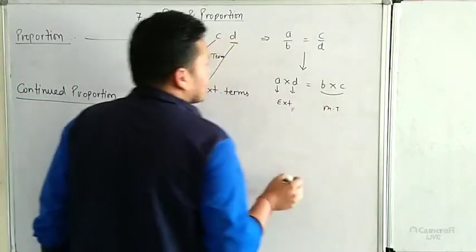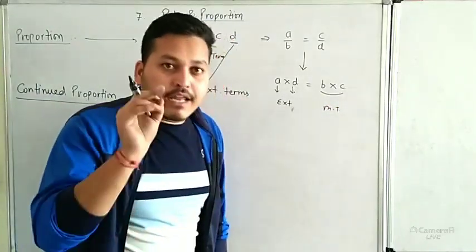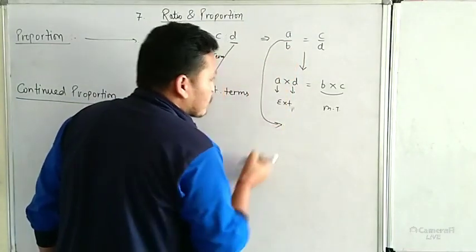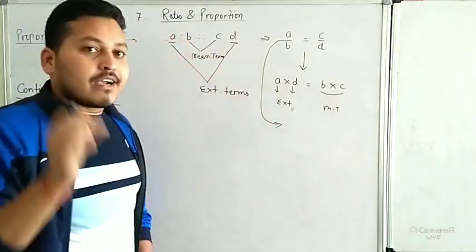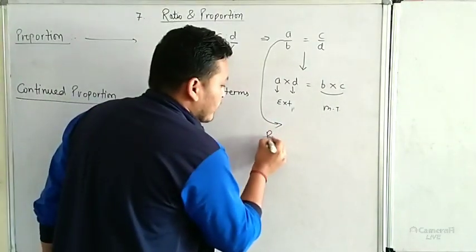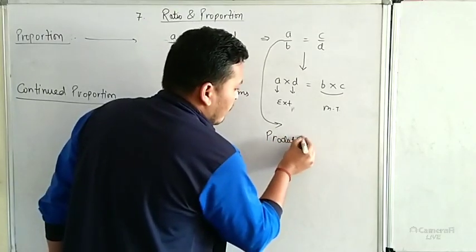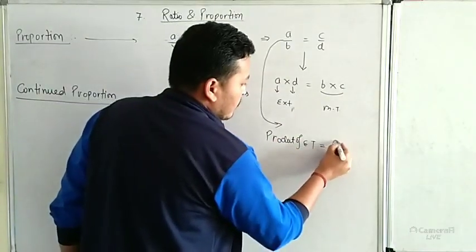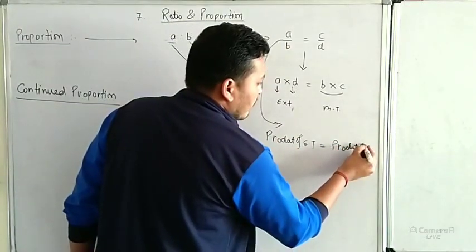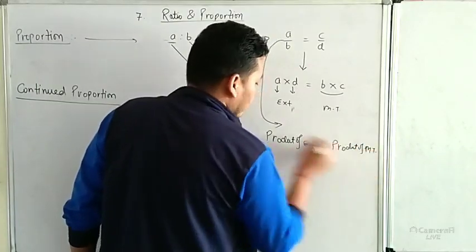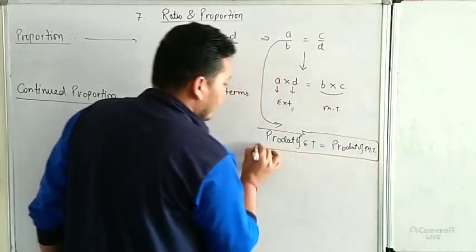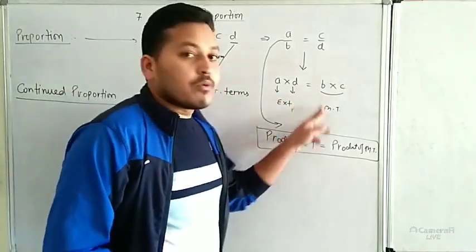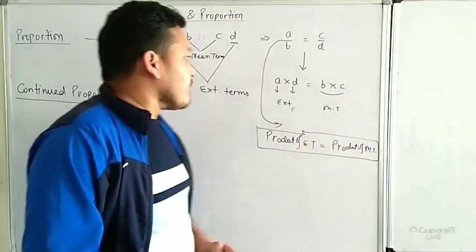It means that if the two ratios are in the form of a proportional, then we get one condition: the product of the extreme terms is equal to the product of the mean terms. Please remember this when you are solving questions. The product of extreme terms is equal to the product of the mean terms in the case of proportional.